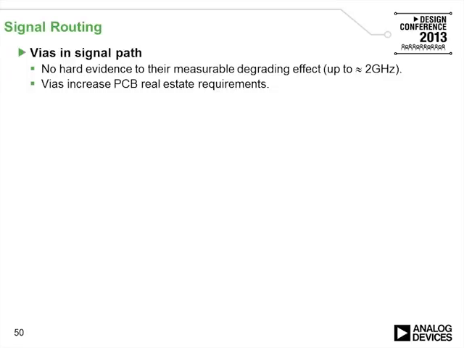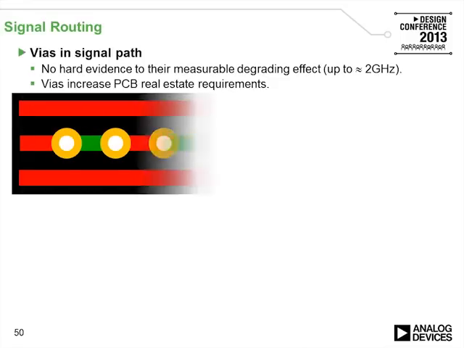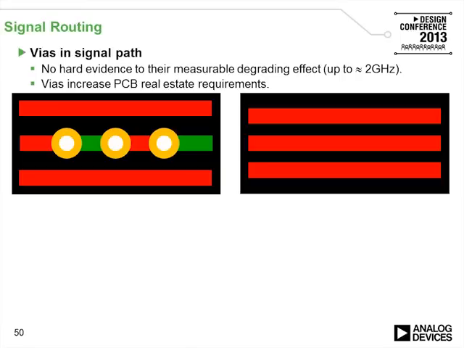First thing is vias in the signal path. There's really no hard evidence of their measurable degrading effect up to about 2 gigahertz. Above 2 gigahertz, a different story. What vias do is they increase PCB real estate requirements, and here's an example. Here are 3 traces. The middle trace has 3 vias in it. If you keep the minimum required clearance between one piece of copper and the other, the left-hand picture shows that the trace separation has to be substantially more than in the right-hand picture. So this suggests that minimizing vias has an advantage, and that is you will require less board space.